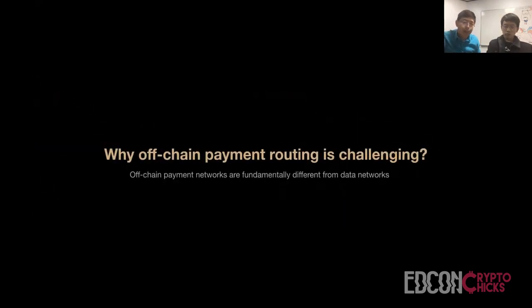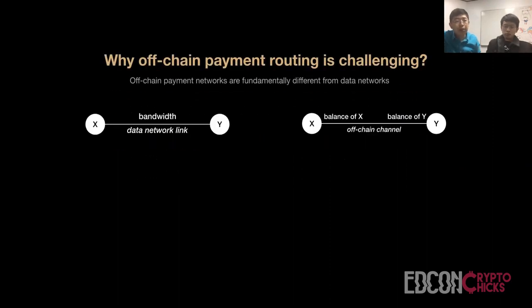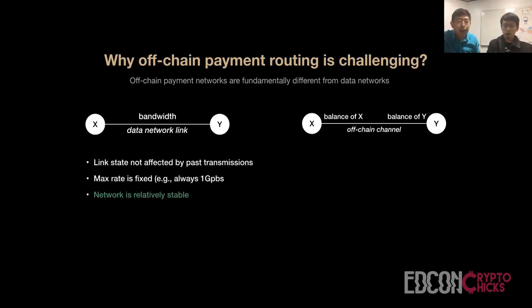The reason that off-chain payment routing is really challenging is that it is fundamentally different from our day-to-day internet data networking routing. In internet routing, the golden principle is to find the shortest path, right? If you can find the shortest path, given all sorts of constraints in terms of geographic distribution and business partnership, you will be able to achieve very good performance. That is the shortest path.